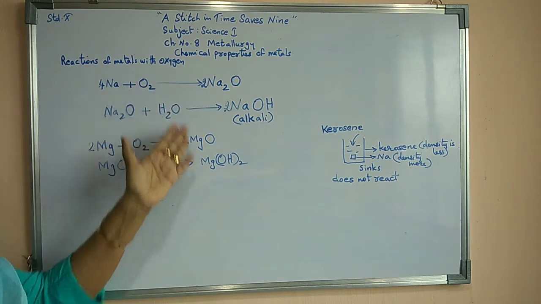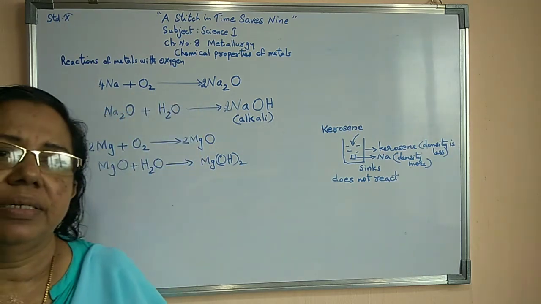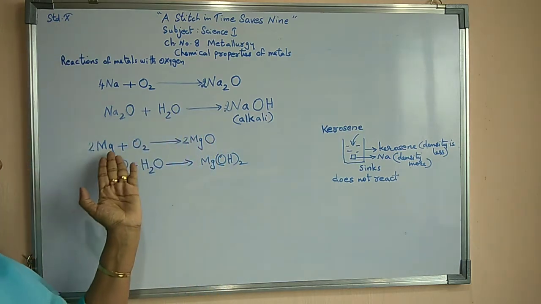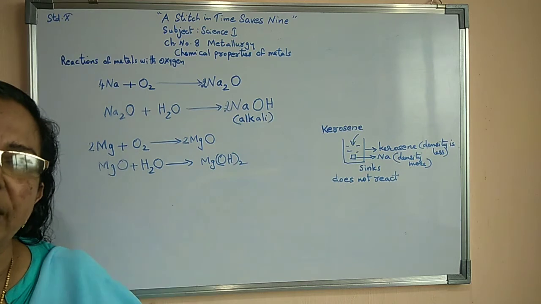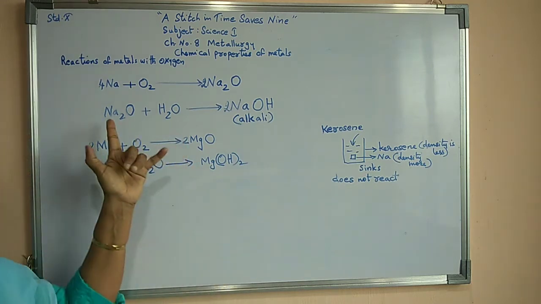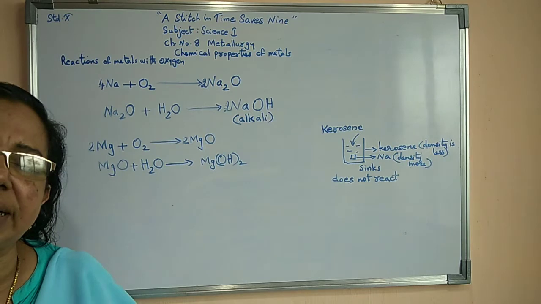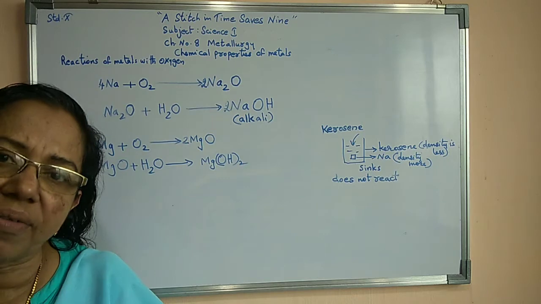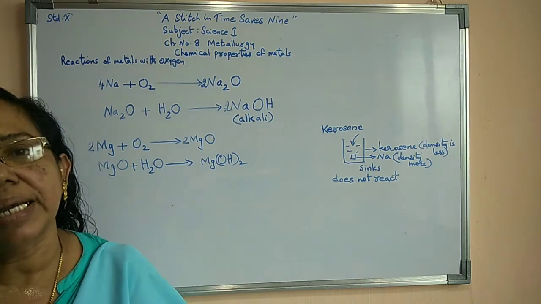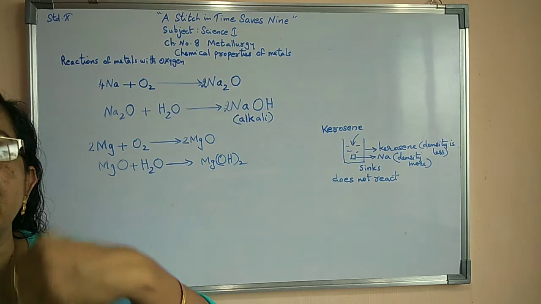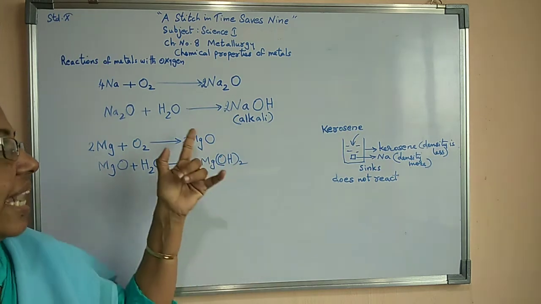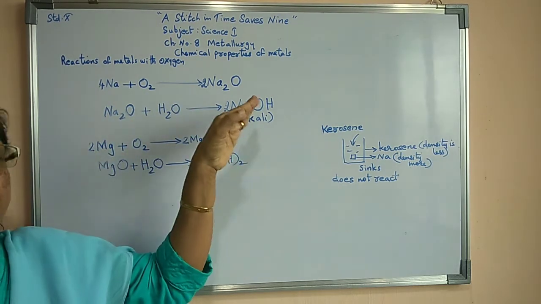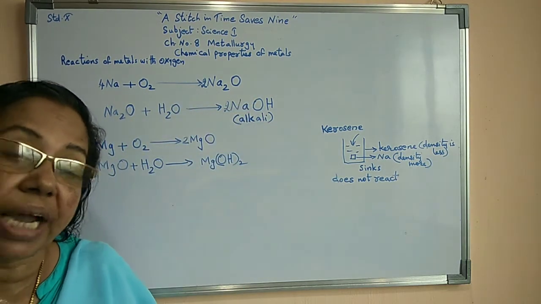So here we studied the reaction of metals with oxygen. First example, sodium. Second, the reaction of magnesium. Only 2 examples we have to study. Sodium reacts with the oxygen and sodium oxide is forming. That sodium oxide has the capacity to dissolve in water, as well as to produce sodium hydroxide when it reacts. Once it is dissolving, it can react with water. As a result of it, a different compound is forming, that is sodium hydroxide.